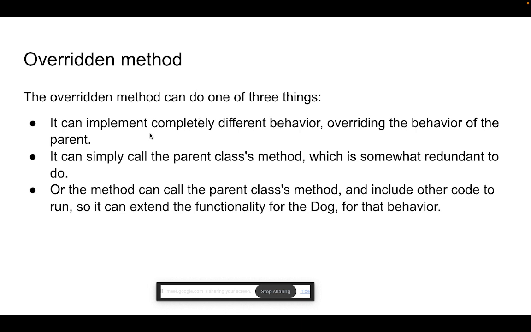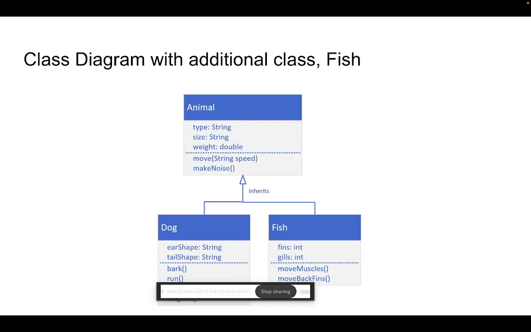Now an overridden method can do one of three things. It can implement completely different behavior, overriding the behavior of the parent. Earlier we have seen that we overrode a little bit of that behavior. Or it can simply call the parent class method, which is somewhat redundant to do. Or the method can call the parent method and include other code to run so that it extends the functionality. Actually we have done this: we called the superclass move method, and then added some more print statements for the dog, right? So these are the three things that you can try to do.